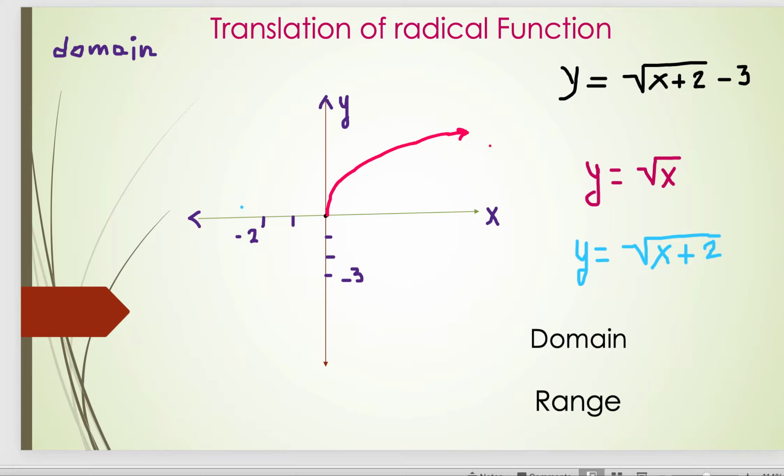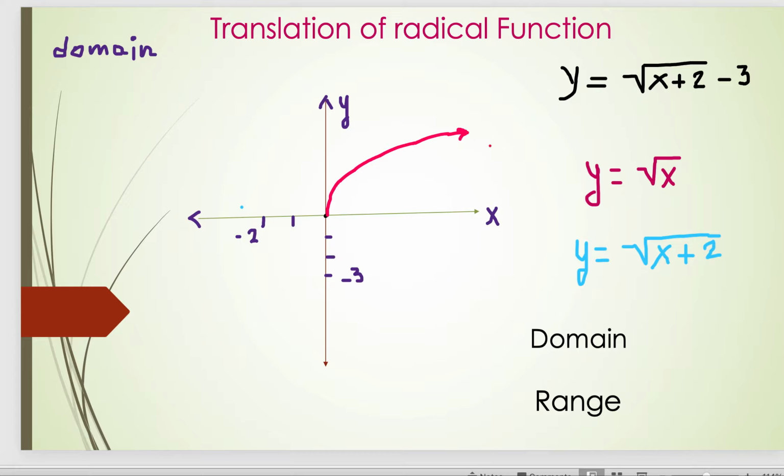Translation of radical function. Let's say we have the function y equals square root of x plus 2 minus 3. And we want to sketch the graph in the Cartesian system. So now we have two translations, a horizontal translation and a vertical translation. Since h is equal to minus 2, it means the function has to go 2 units to the left horizontally. And since k is minus 3, the function has to go 3 units down compared to the parent function.